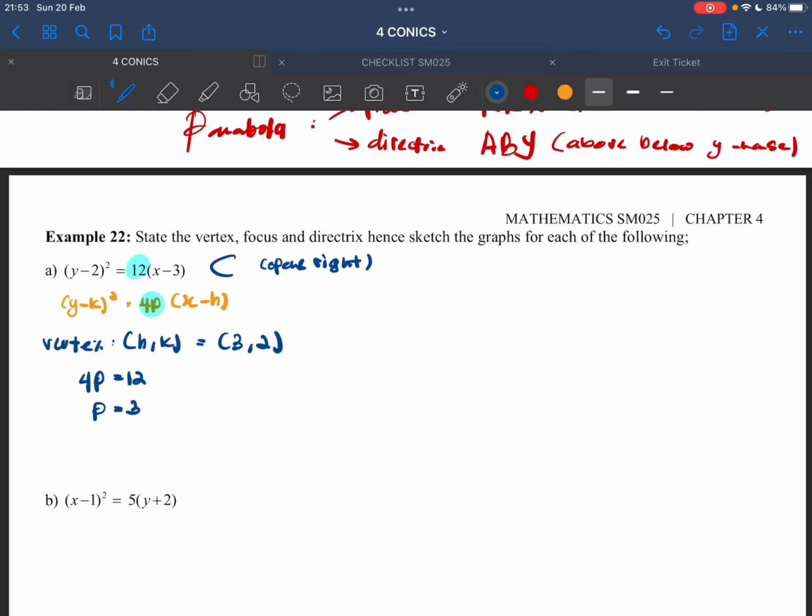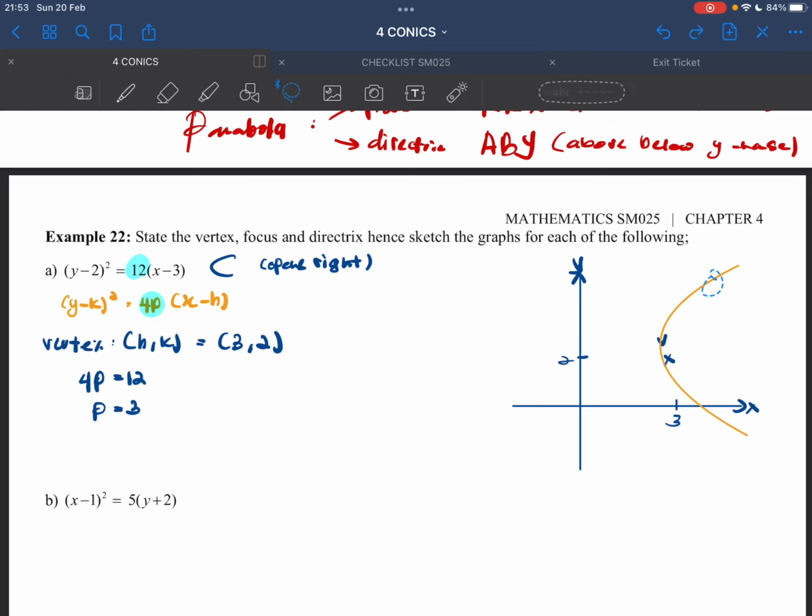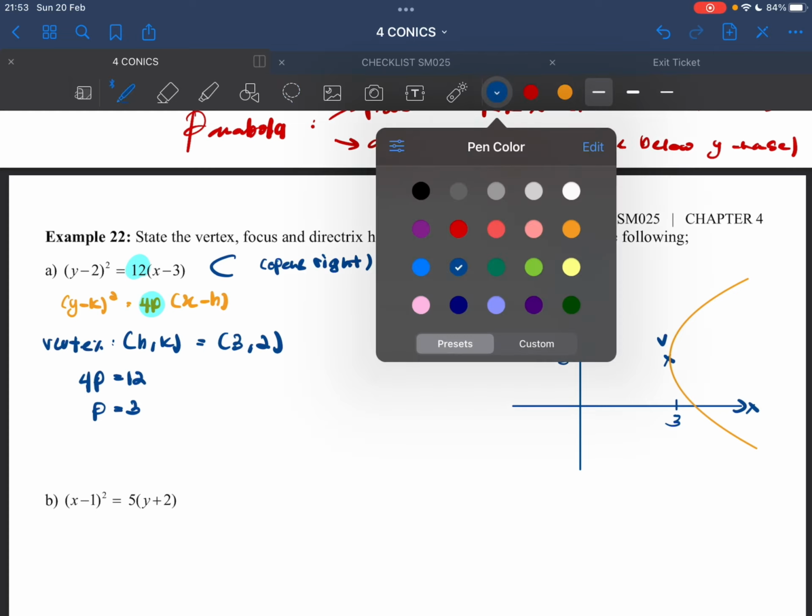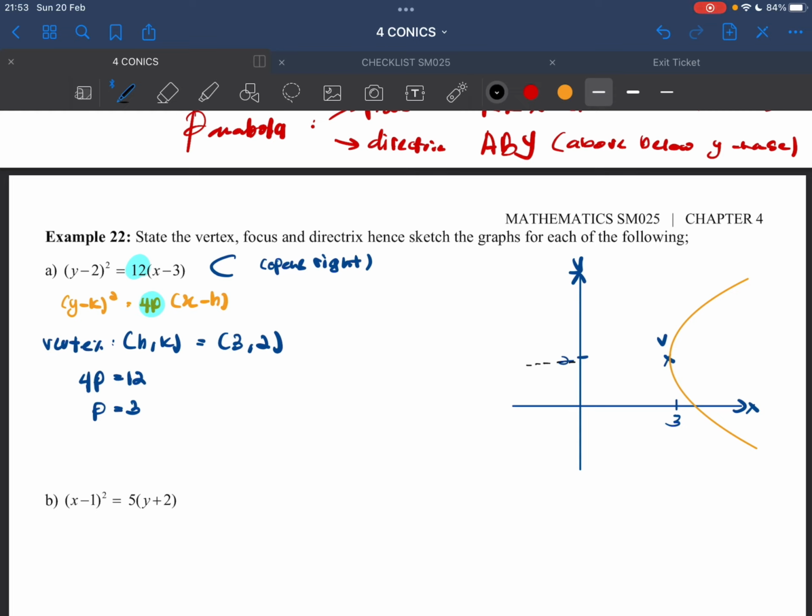Now the next thing is to find the focus and the directrix. To make your life easier, just plot everything on the axis. So we know the vertex, our vertex is (3, 2). Let's plot that. Here we have the vertex, and you know that the shape opens right. So that is going to be the shape of the parabola. And now the axis of symmetry is here. This is the axis of symmetry. Let's just draw a line here.